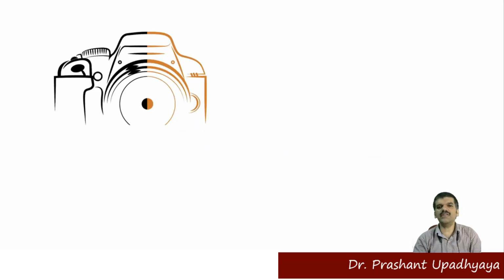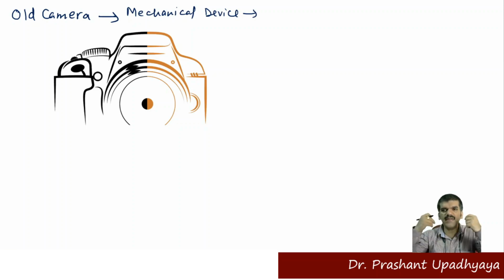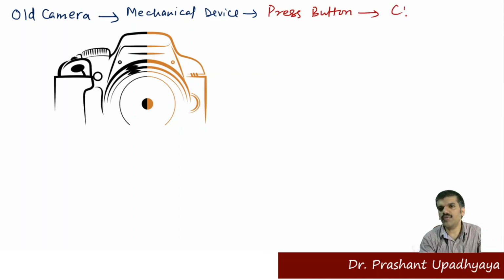So let's start with the camera. If you remember, we had an old camera. If I ask you what the function of that old camera was, it was a mechanical device. And what was the interface? You press a button and it gives you an image; the photo is captured. That means the functionality was to press a button and the photo is clicked.